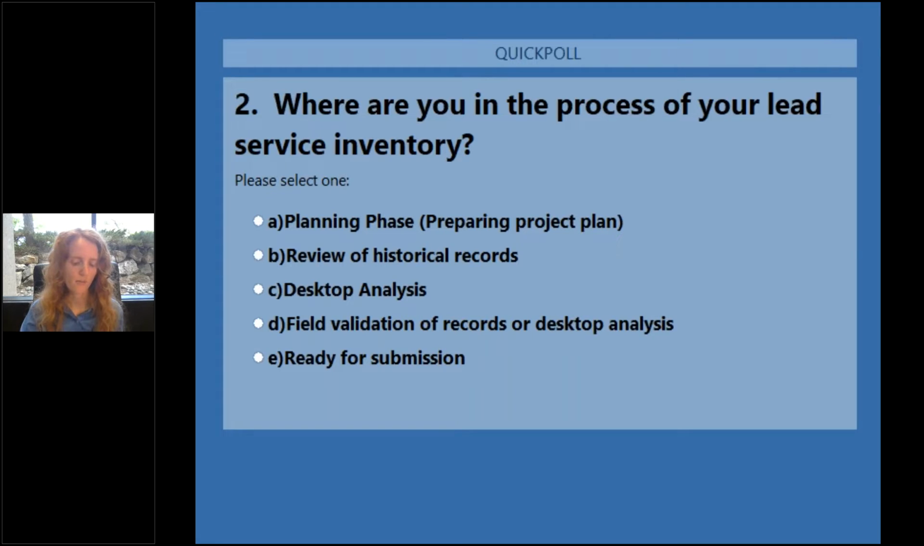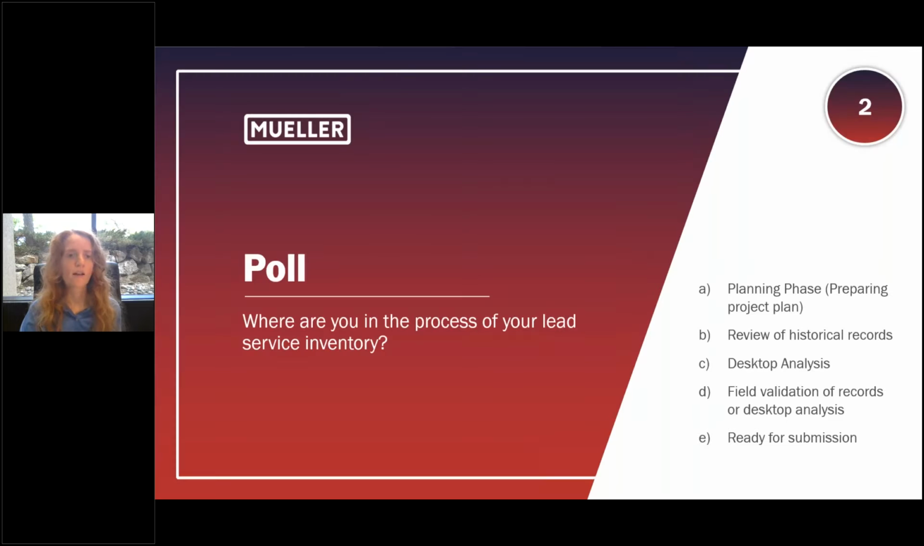As we start talking about this today, we'd love to know where you are at. We'll give you a beat to answer and let us know where you are among those five steps. All right, a few more moments and then let's look at the answers.